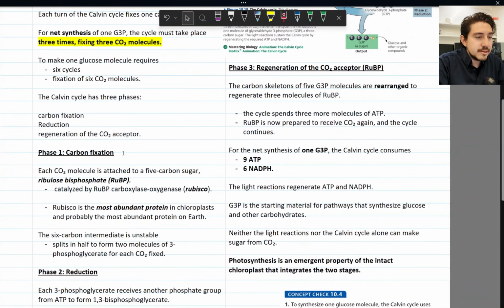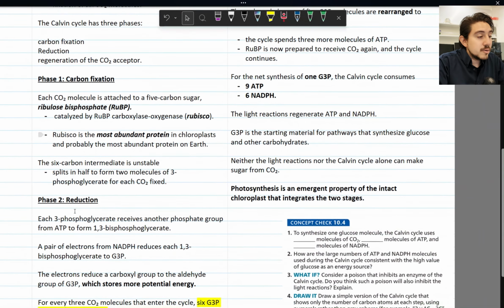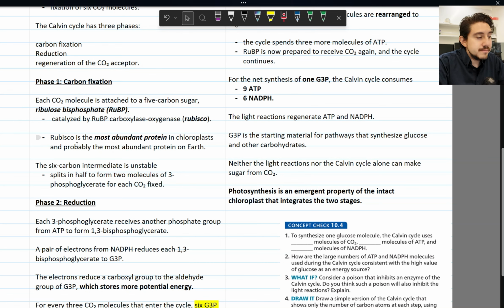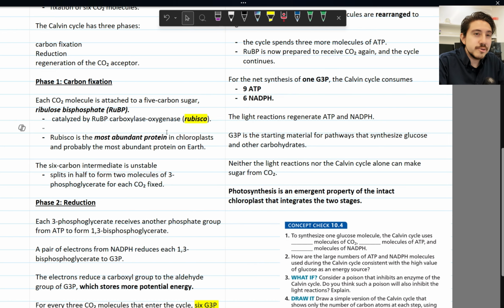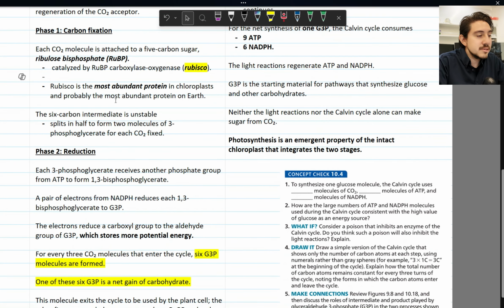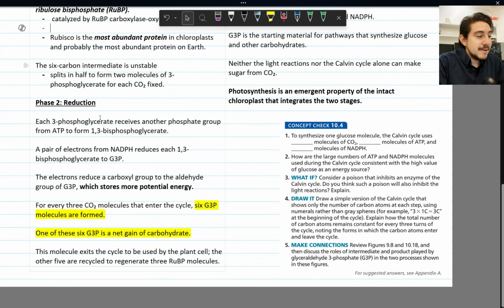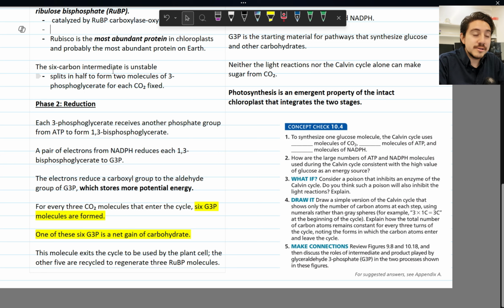So just to go through the notes here, now that you kind of saw the diagram. Again, carbon fixation is catalyzed by RuBP carboxylase oxygenase. Depending if you're in university or AP, you might or may not need to learn the actual enzyme name, but it's commonly called rubisco, so you can't go wrong with that. Rubisco is the most abundant protein in the chloroplast and probably the most abundant protein on Earth.